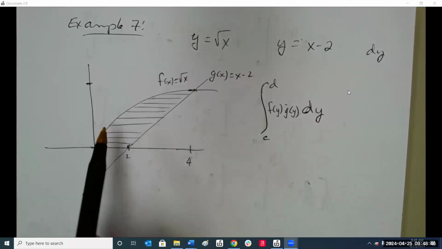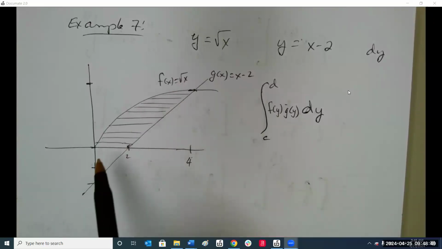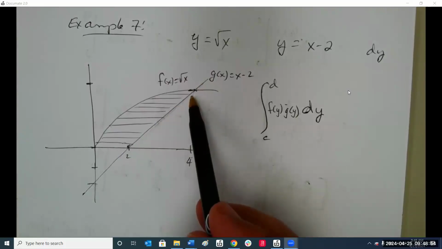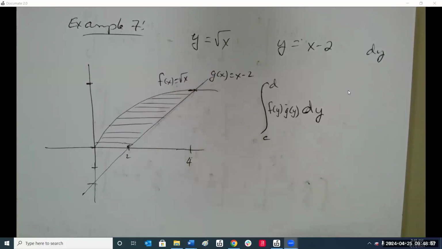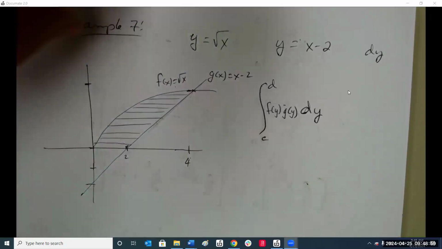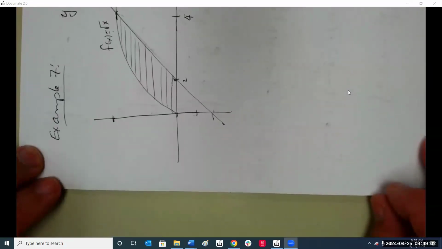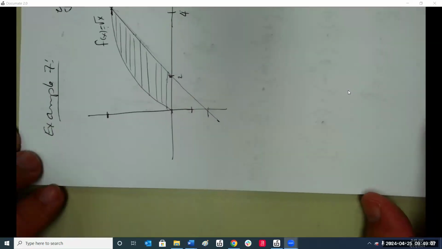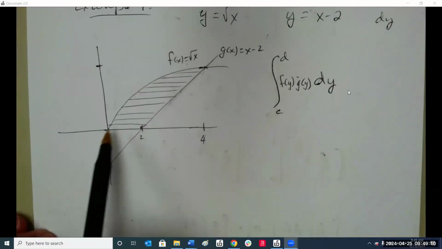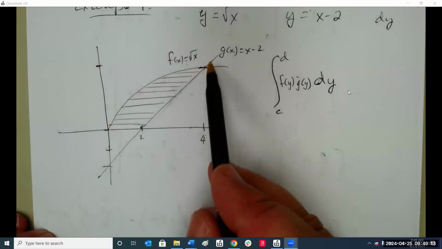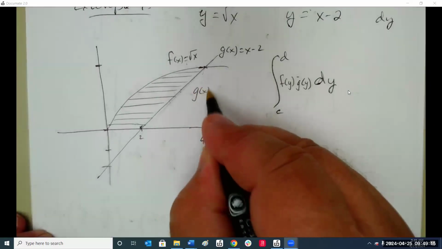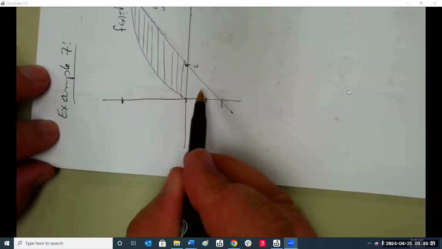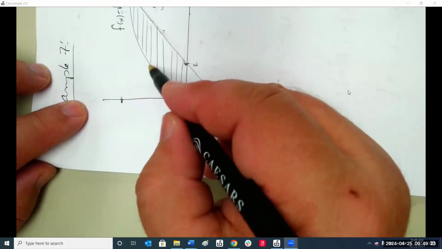Since we're doing it horizontally, we're no longer doing f minus g, because horizontally, this is the bigger function. So we're going to do g minus f now. Flip it over this way. Which one's higher? The g function. When we have the x-axis on the bottom, the f function's higher than g of x. But if we turn it sideways, whatever axis we're looking at with respect to, put that on the bottom. Now we see that g is bigger than f.